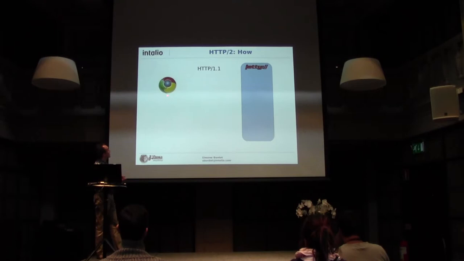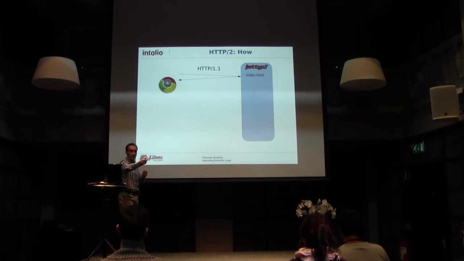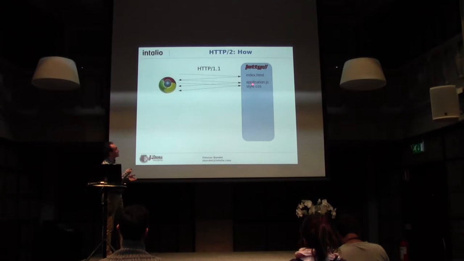We have a client, we have a server. Our client makes a request for index.html, right? So it makes a request, comes back. The browser starts parsing index.html, and it finds that it needs to download more stuff. It needs an application.javascript file and a style.css, while it's parsing the HTML.